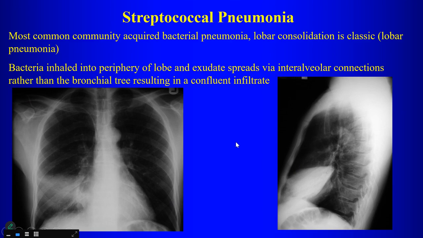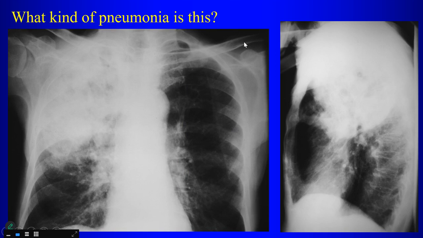So what happens is the bacteria are inhaled within the lobe, and the exudate spreads out within that lobe. So rather than spreading through the bronchial tree, you get a confluent consolidation confined to a lobe. So that's what we see with lobar pneumonia.